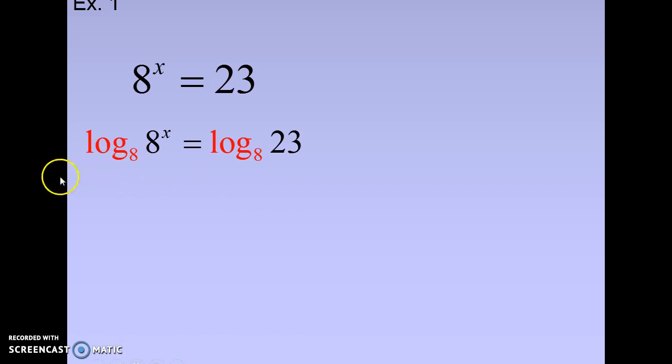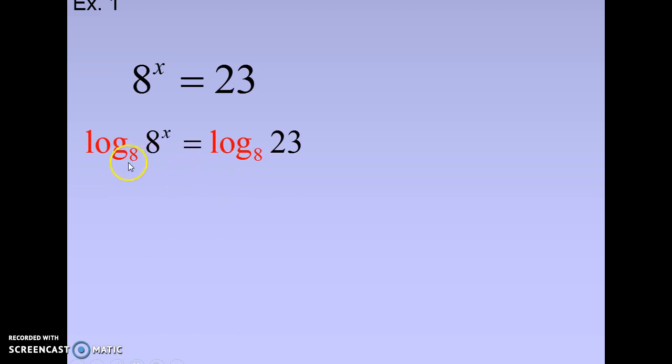So now we have log base 8 of 8 to the x power equals log base 8 of 23. Now notice when we took this 8 right here and made it into our logarithm, we did it to both sides of our equation. Because this is an equation, what you do to one side, you do have to do to the other.